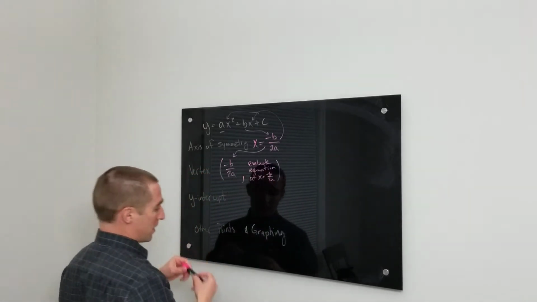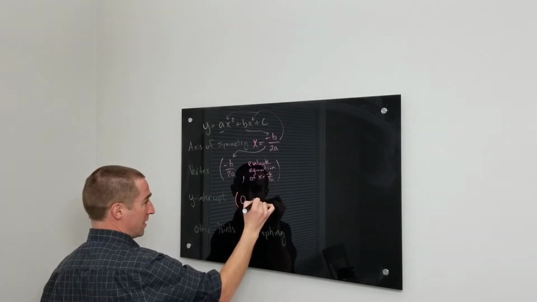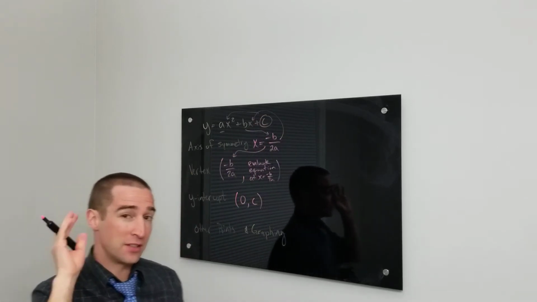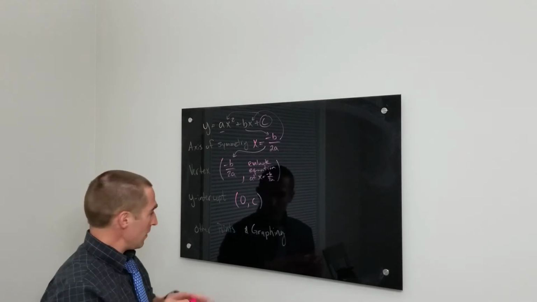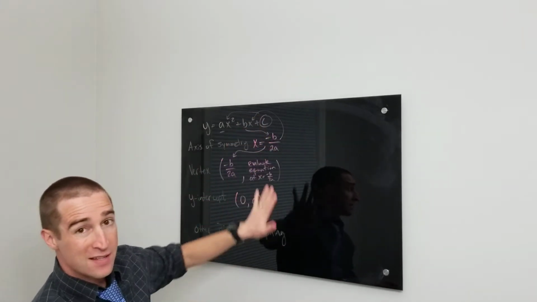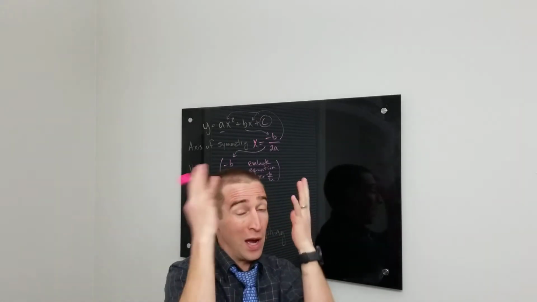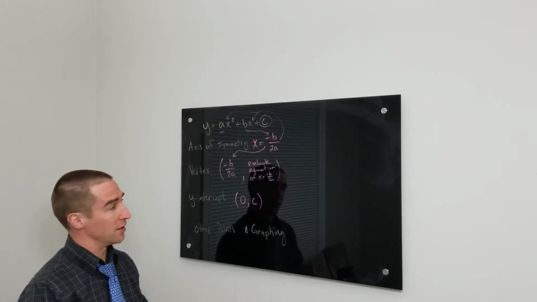The y-intercept is always going to be 0, c. It's going to be this number right here, the number that's all by itself, the number that doesn't go along with the x or the x squared. And then how do we find the other points and how do we graph? So this is just the basic information. I'm just throwing it at you. You can look up why it's that way. It's distance learning. I'm just giving you the basics here.